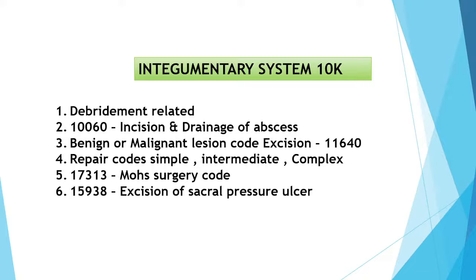And the fifth one is Mohs surgery code. For Mohs surgery code, first of all you have to understand the anatomical site. 17313 is there, 17311 is there. Nowadays they are asking 17313 questions. 17311 is also there. Darling Vaishnavi, correct answer, guys. Mohs surgery code is very important, and you have to check the tissue block stages. Then 15938, excision of sacral pressure ulcer code. That is the sixth question.